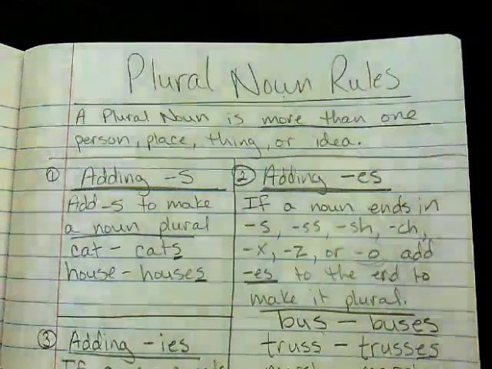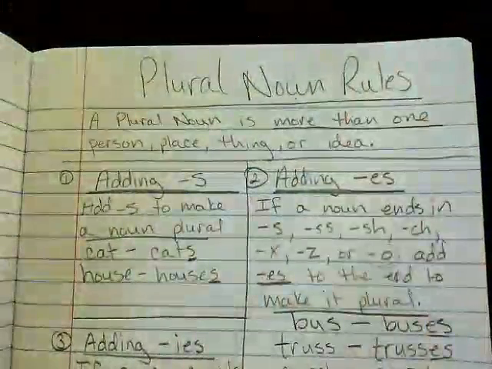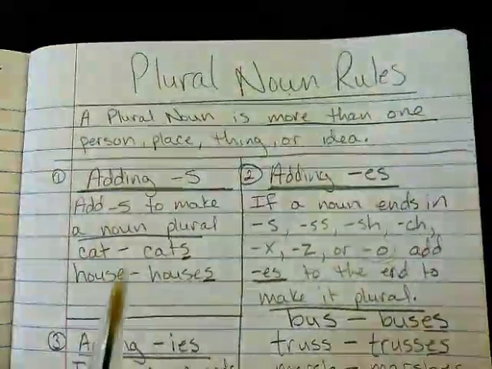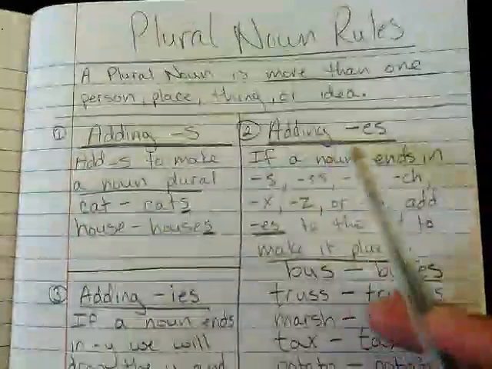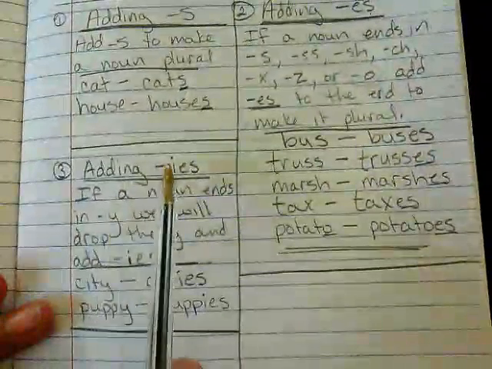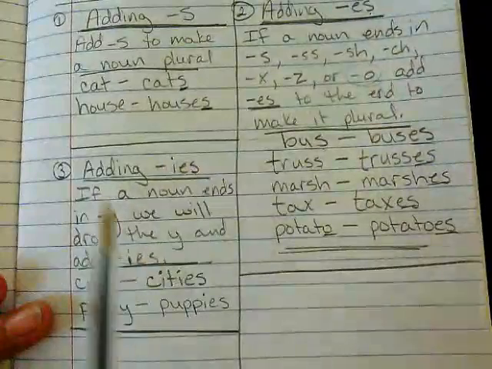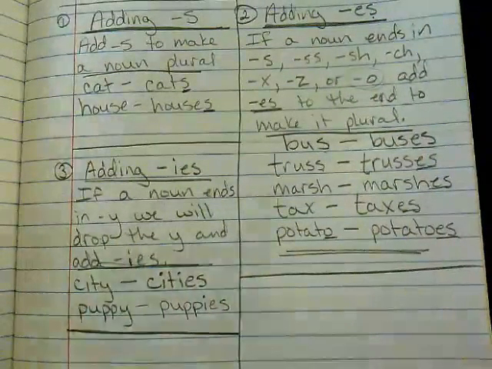Hi everybody. So I am in my reading journal and I am opened up to my plural noun rules page that we started last week. Last week we learned about how we can add S to a word to make it plural, add ES to words that end in special things to make it plural, or we can drop the Y and add IES to make endings as well. Today we're going to learn about two new rules.